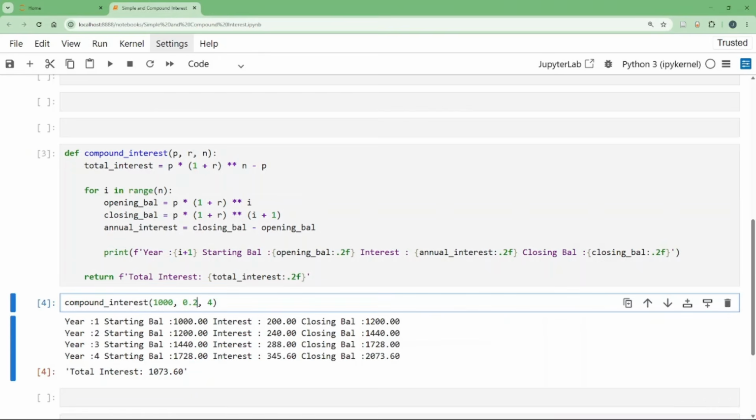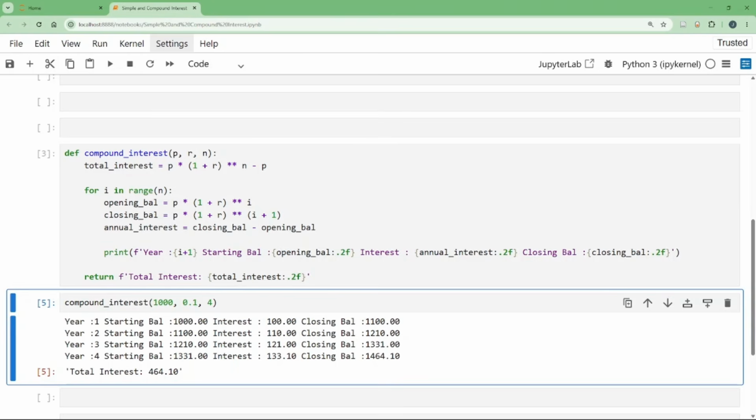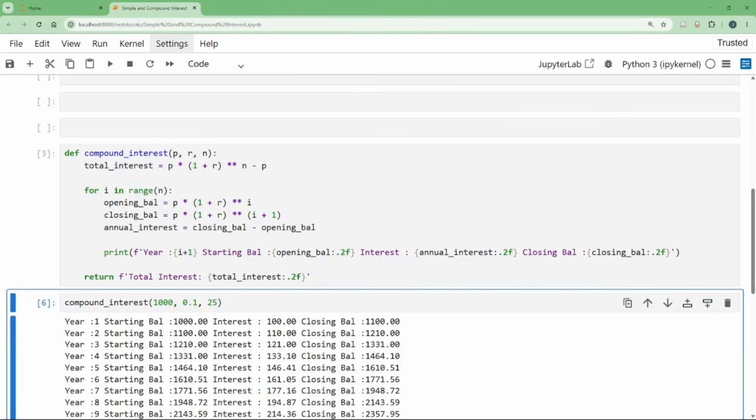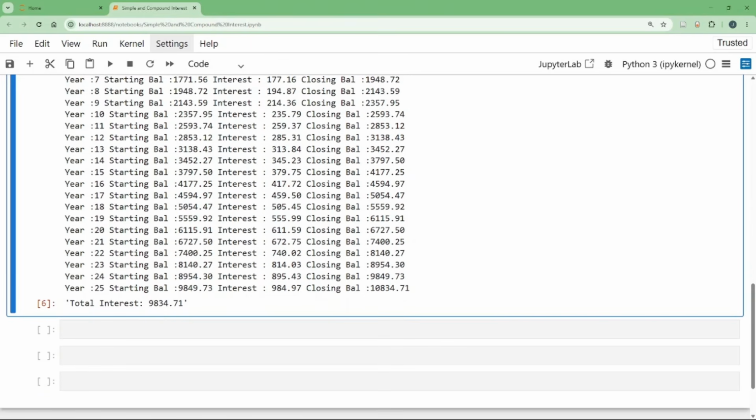So if we change this rate, for example, to 10%, we are still going to get 464. If we change this period to 25 years, we are going to get this breakdown for all the 25 years, and this is our annual total interest earned in 25 years. So that is how you calculate simple and compound interest mathematically in Excel and in Python.